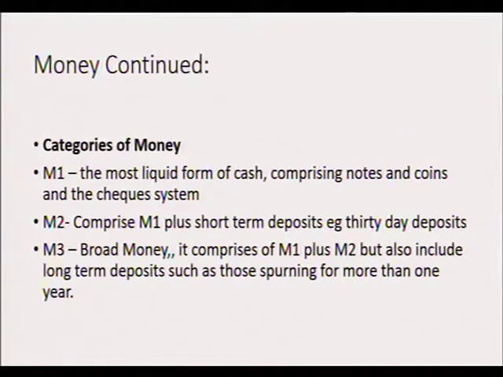We have different types of category for money. The first one is called the M1. This is a mostly liquid form of cash comprising of notes and cash and the checks on the system. This is the average money we are using every day on a daily basis. M2 comprises of M1 plus short-term deposits, e.g. 30-day deposits. This could be your unit trust accounts. And then we have M3 broad money. It comprises of M1 plus M2 and also include long-term deposits such as repurchase agreements.